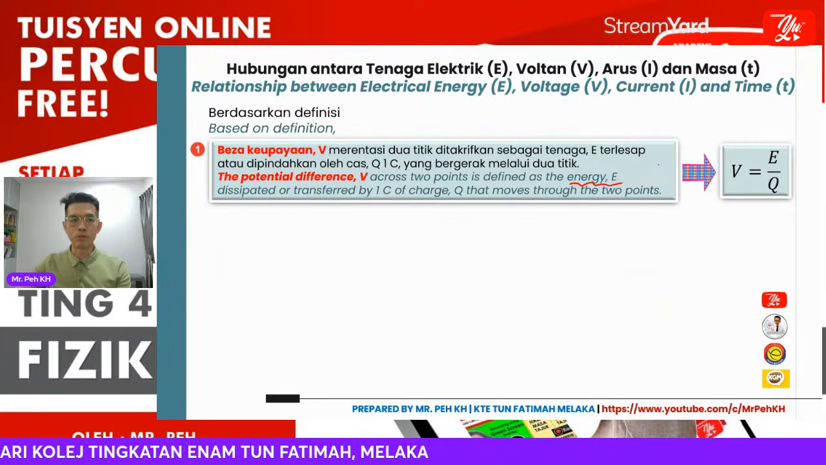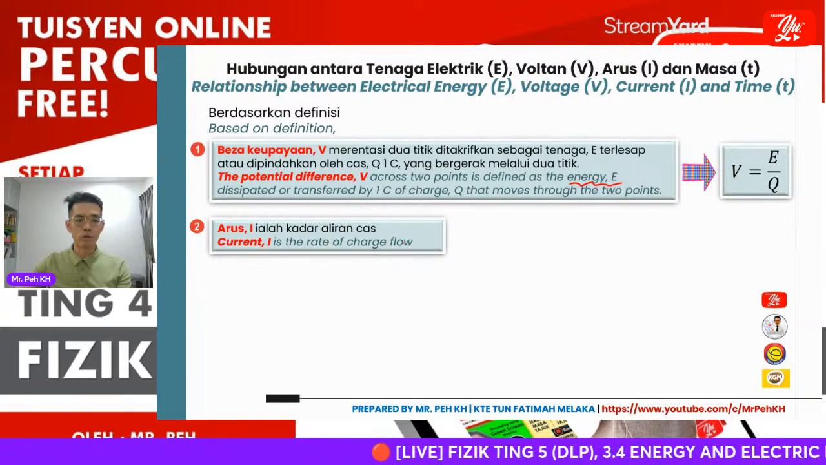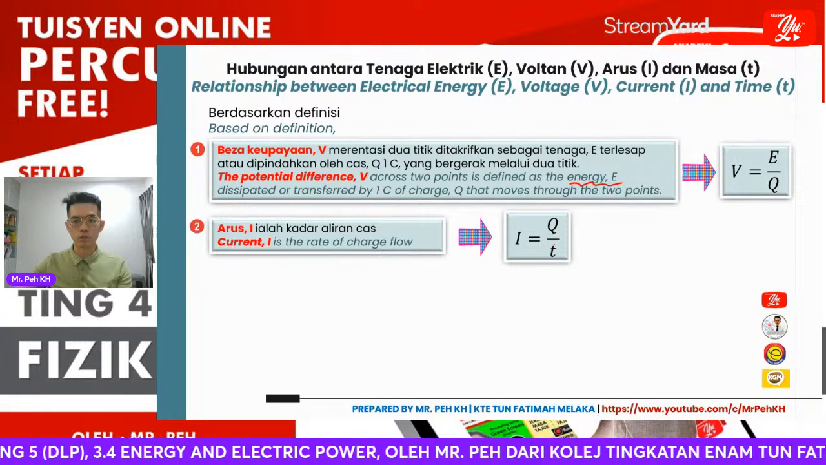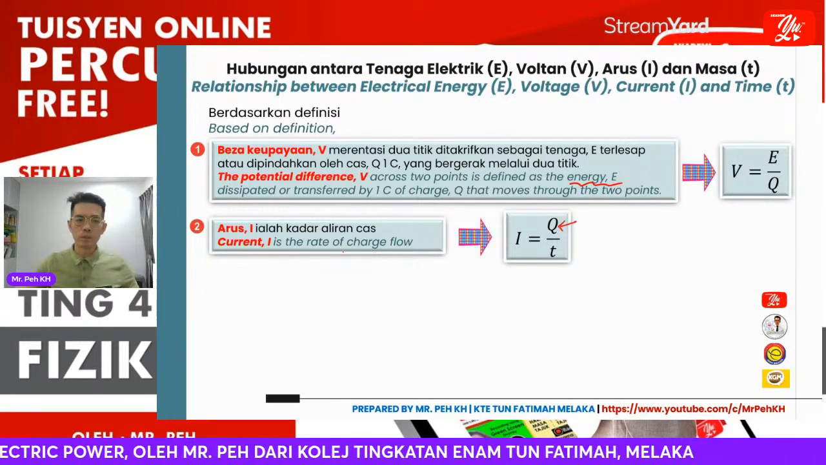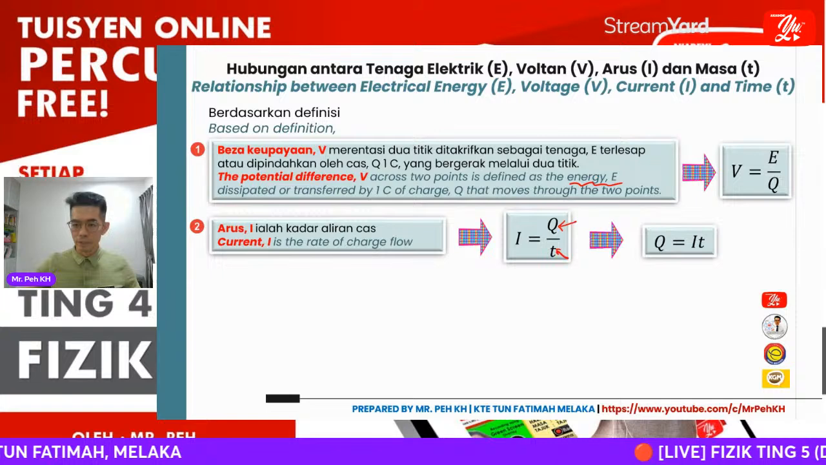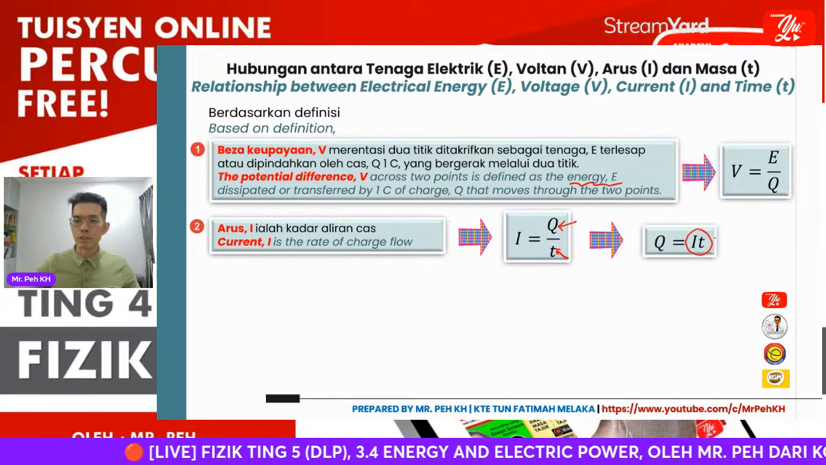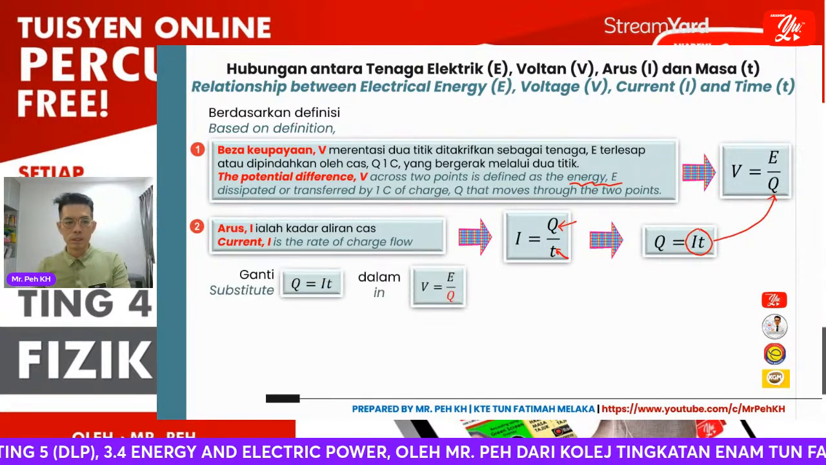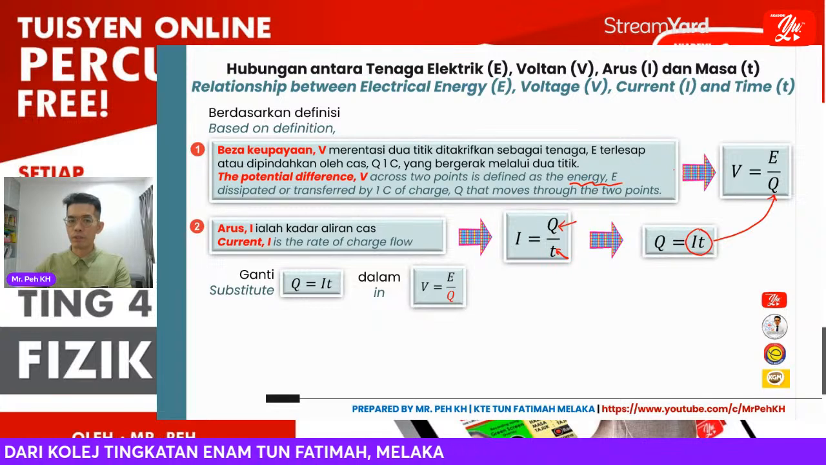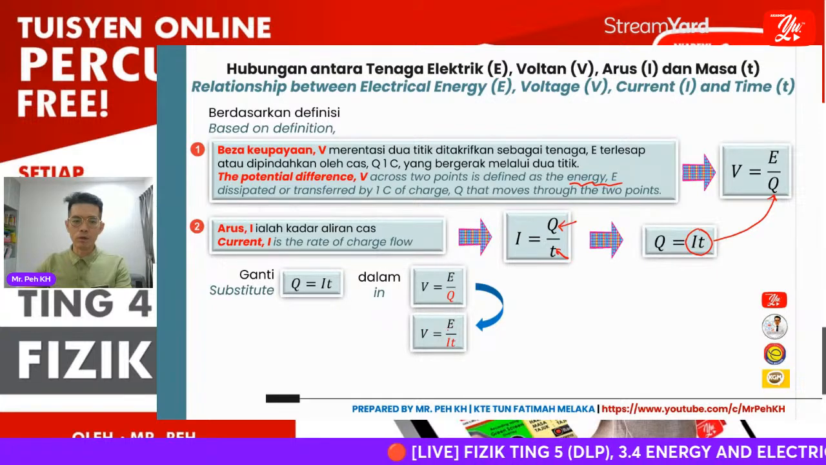The second definition is the current with symbol I, which is the rate of charge flow. I equals Q over T. The charge is with symbol Q, and rate means per time here. You can rearrange to become Q equals IT, because you need to substitute Q in the first definition with IT. So Q equals IT, and you substitute to the Q in the first definition, V equals E over Q, so the equation becomes V equals E over IT.